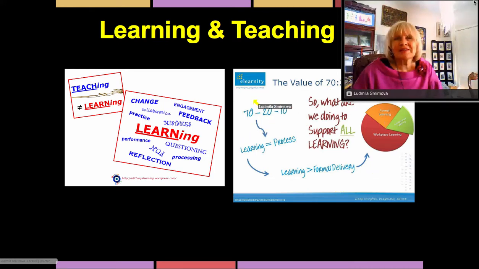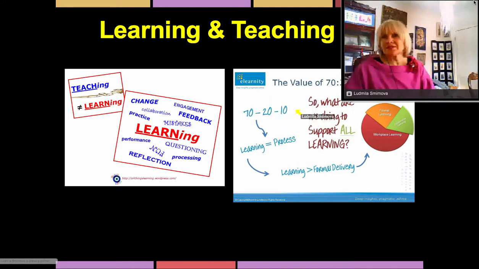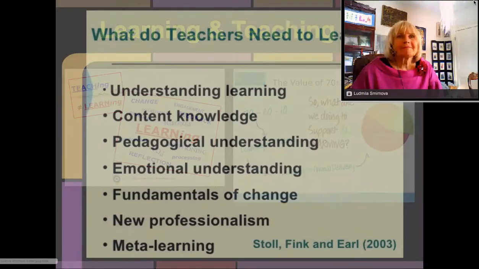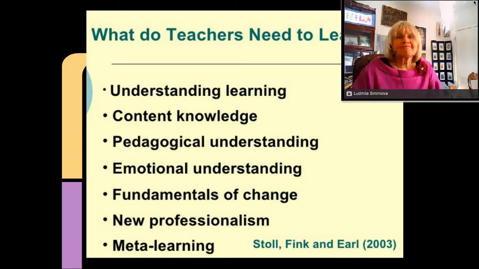And there is a rule that a classroom should be designed 70, 20, and 10. Explaining that, 70% students should be active in learning, 20% they interact with each other and with the content, and 10% should be about giving students direct instruction.